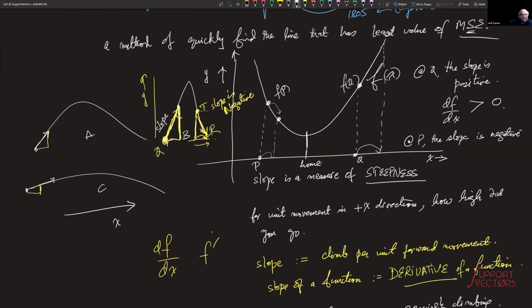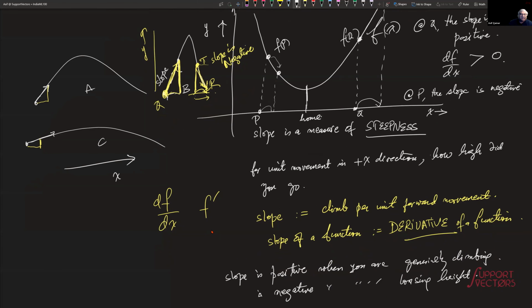If you are at P, what you want to do is, when you take a small step, what is the new value of P? So this is let me just call it FP. P plus this little step, delta x, what is it?